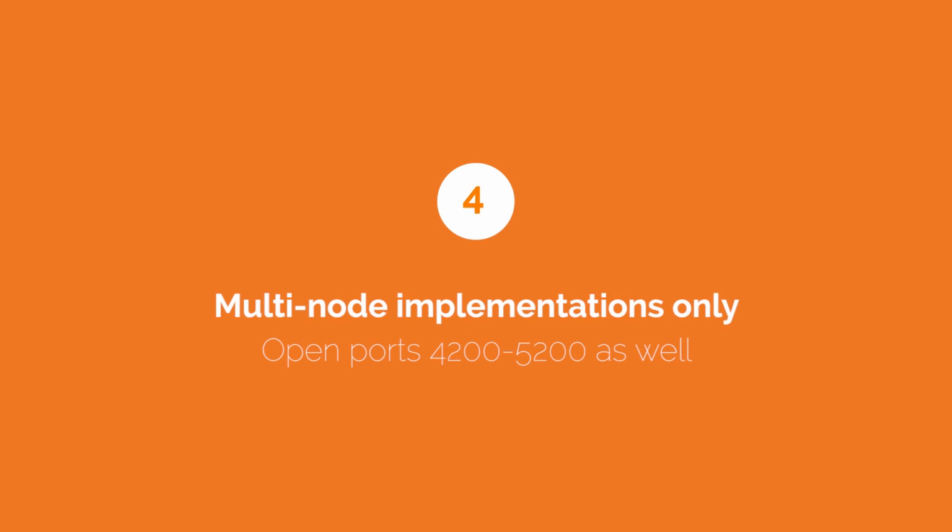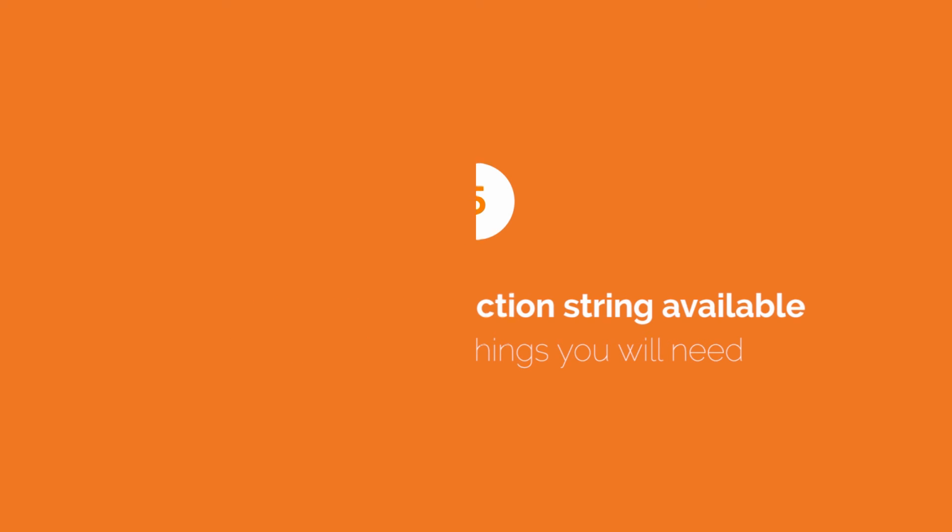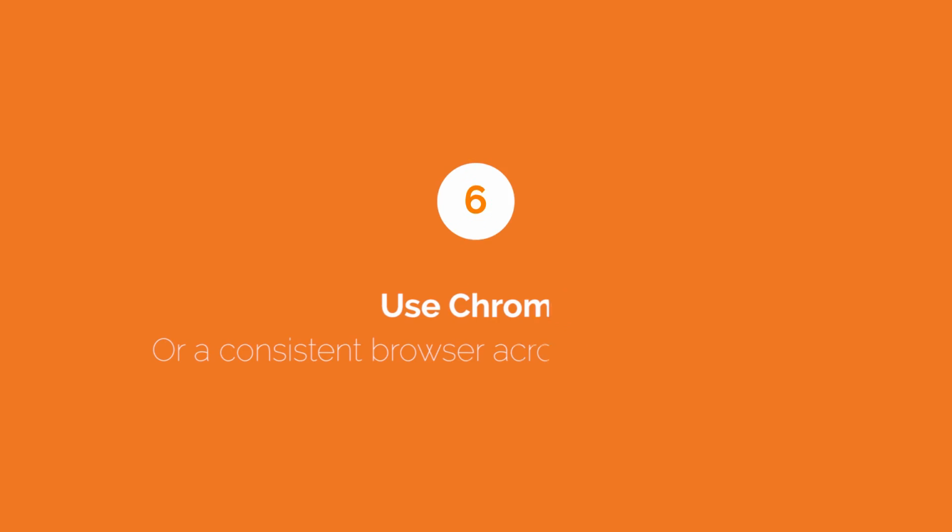Next, for multinode implementations only, you'll need to also open ports 4200 through to 5200 as well. For my 5th point, have your user directory connection string available. It's one of the first things you'll need in order to configure your server. And lastly, my personal recommendation is to use Chrome, or at least a consistent browser across your user base.